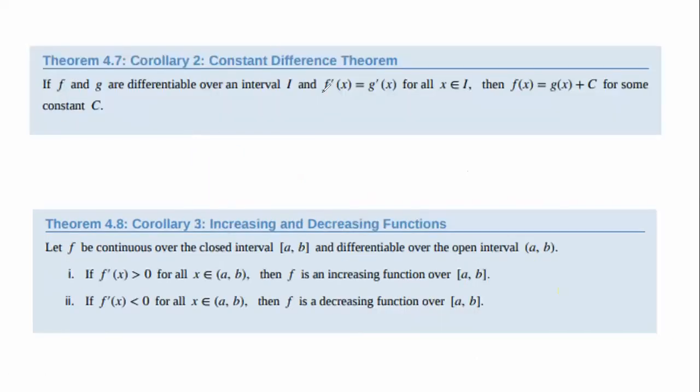Okay, now the next is, अगर मेरे पास दो फंक्शन जिनके डेरिवेटिव सेम है, तो f of x equals g of x plus c. Okay. And the third one, if the derivative is greater than 0, it is known as an increasing function, and if it is less than 0, it is known as a decreasing function respectively.